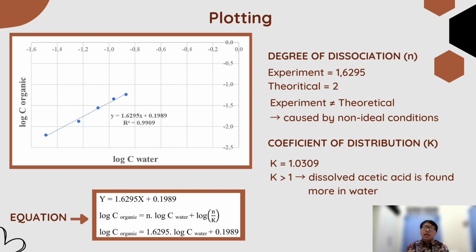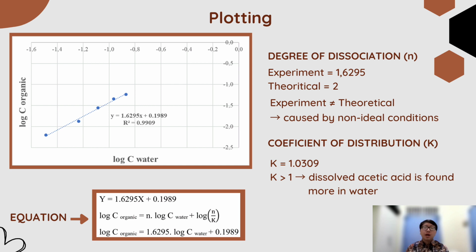Now, why is it not 2? There might be a chance that not all of the acetic acid in the water bonds with the water, and not all of the acetic acid in the ethyl ether is bonded with one another. Okay, that is why. Now, let's talk about the coefficient of distribution, which is 1.0309.